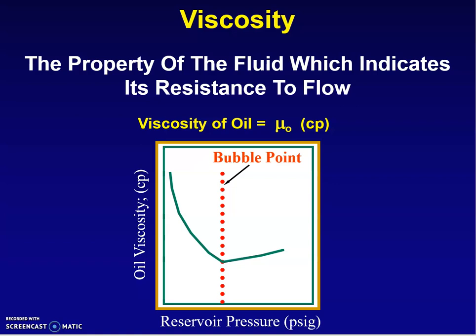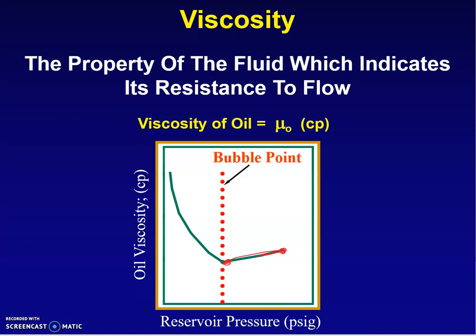Now the viscosity of oil is important because we want to produce from the reservoir, and we will have flow inside those rocks in the underground reservoirs. And the viscosity of oil is also a function of pressure, and you can see that as the pressure drops from above the bubble point down to the bubble point, your viscosity drops.